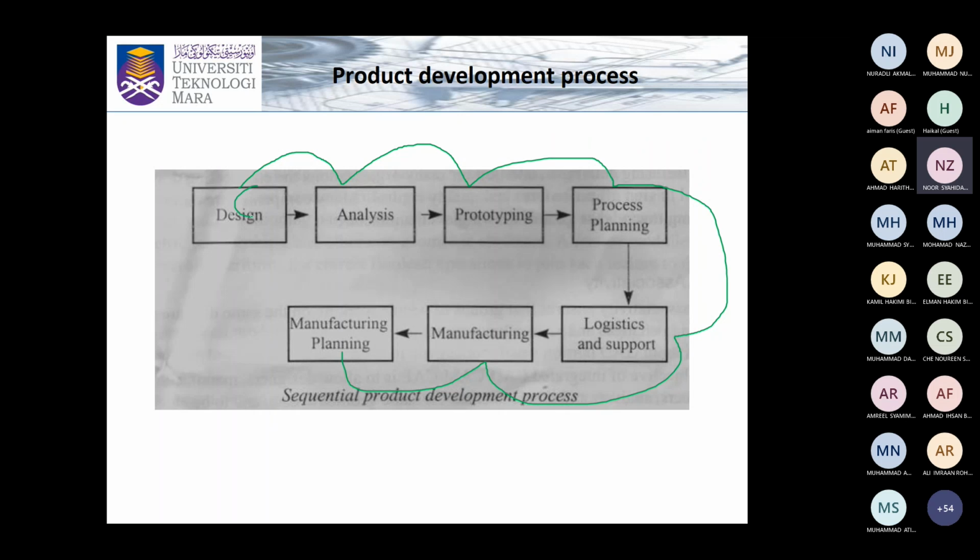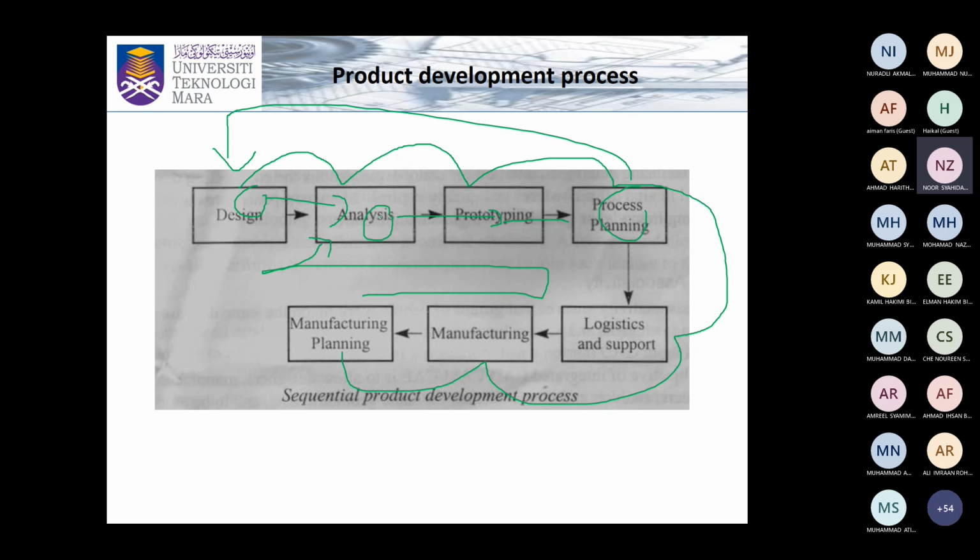Only when you complete design, you can analyze. After you analyze, then only you make the prototype, and it's step by step. So it's a slow process. People in process planning must wait for the designer to finish. People in manufacturing will not know what happens until the analysis is over. So it's a step-by-step process.